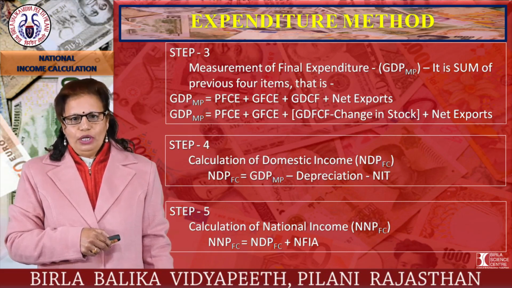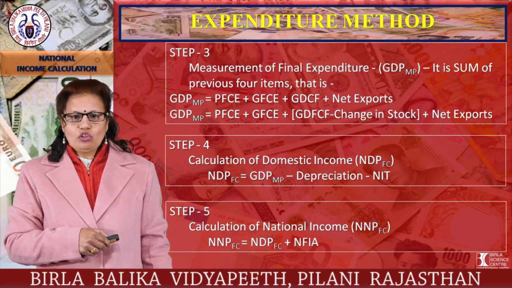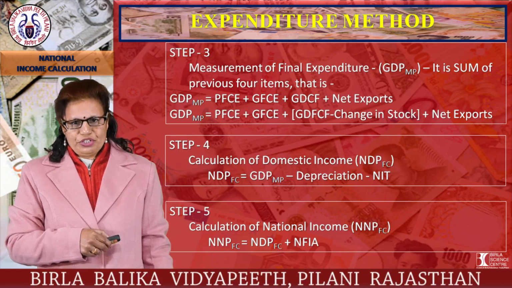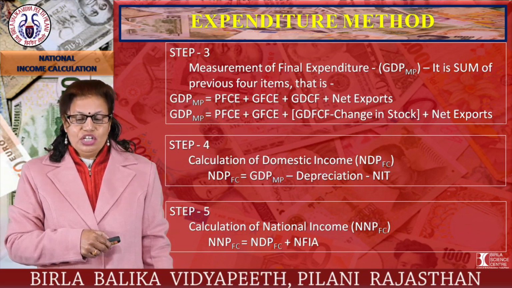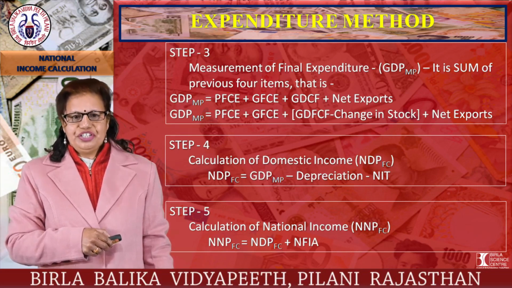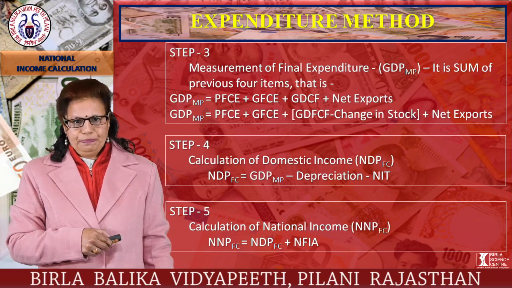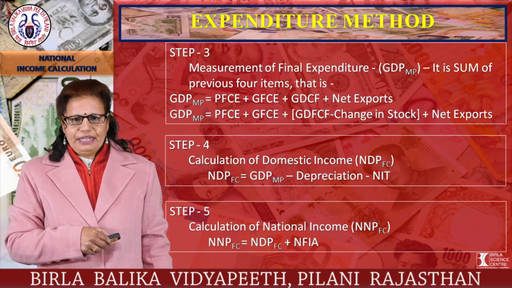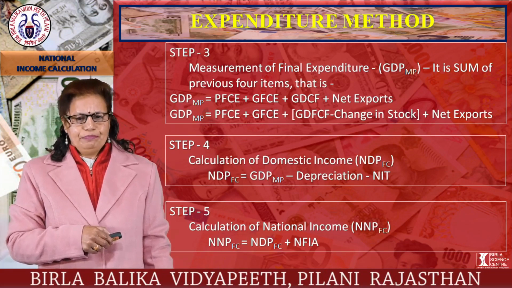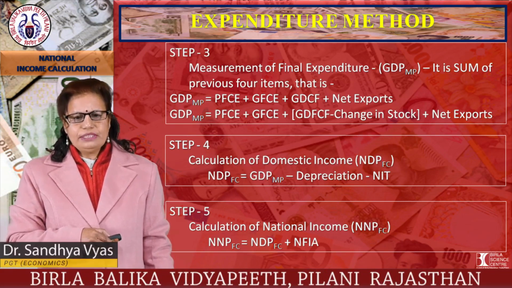If in the formula it is given gross domestic fixed capital formation, then you have to keep in mind you also have to add change in stock, then you will get GDP at market price, and the rest of the formula will remain the same. In the fourth step, calculation of domestic income: GDP at market price, which you have already calculated, minus depreciation, minus NIT, net indirect taxes. And in the fifth step, you need to calculate national income, that is NDP at factor cost plus NFI.